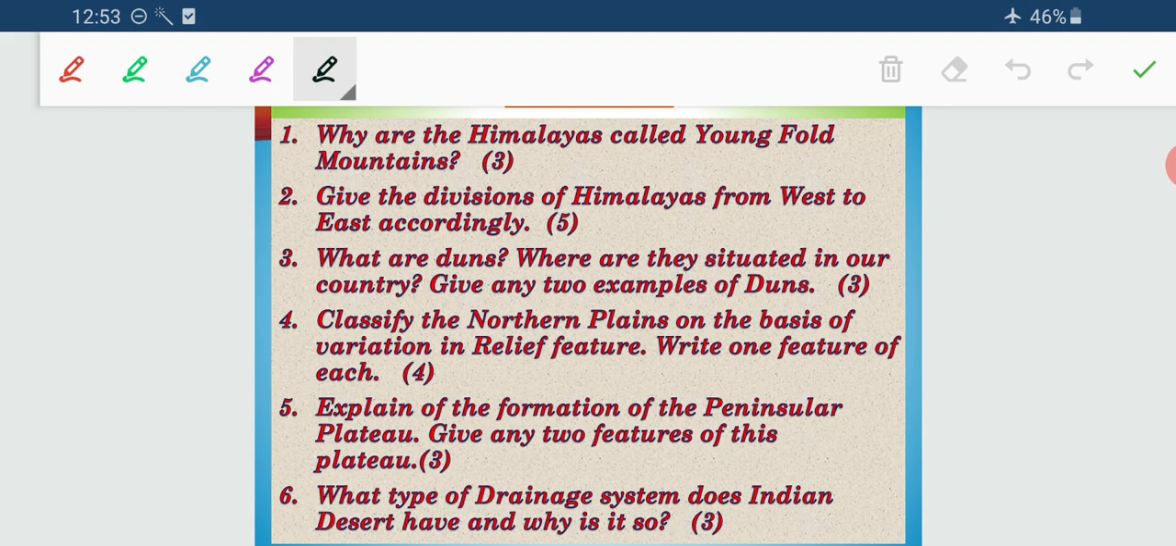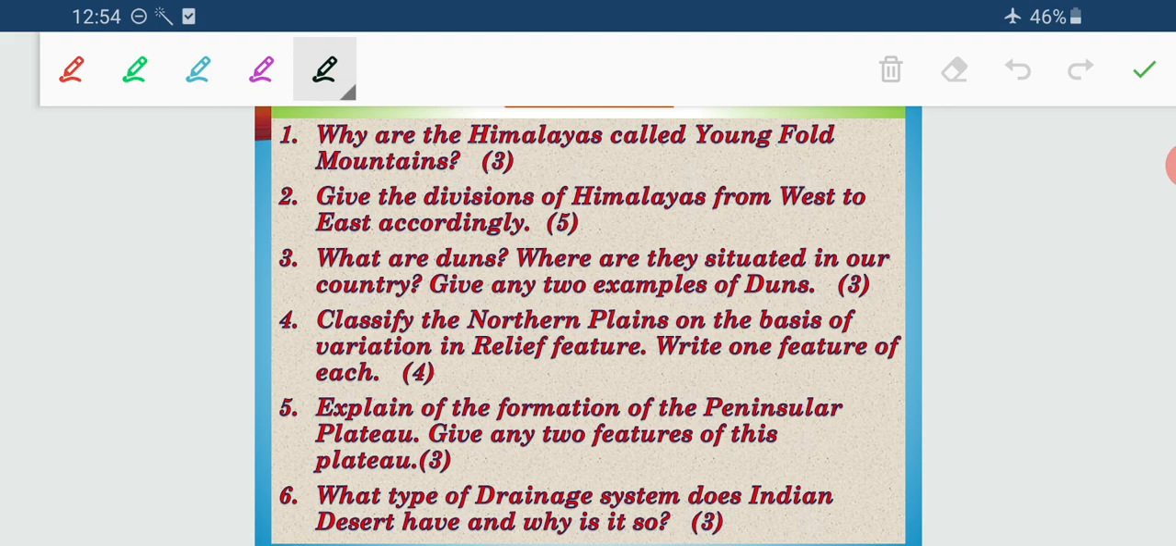What are duns? Duns are flat bottom valleys, longitudinal valleys present in the south of the Himalayas. And where are they situated? As I said, they are situated in the south of the Himalayan region. And any examples of the duns? Dehradun, Kotli Dun, Patli Dun. There are many, you can write any 2 examples.